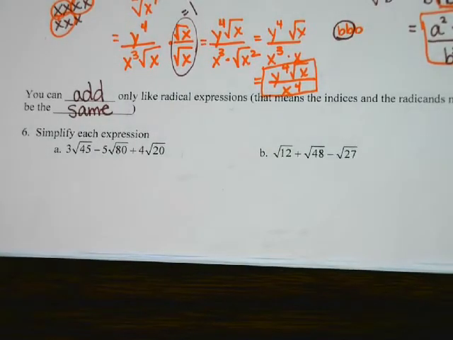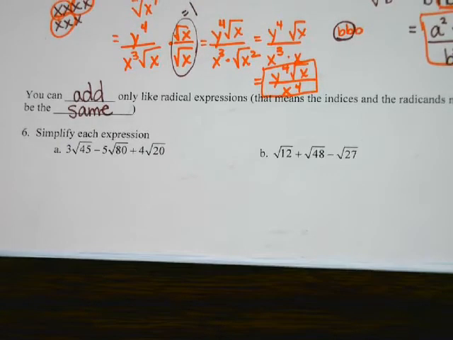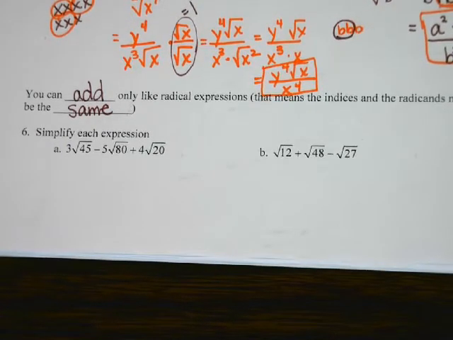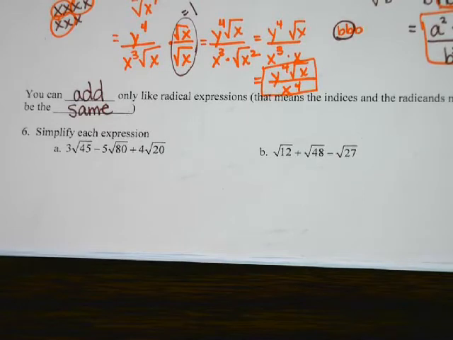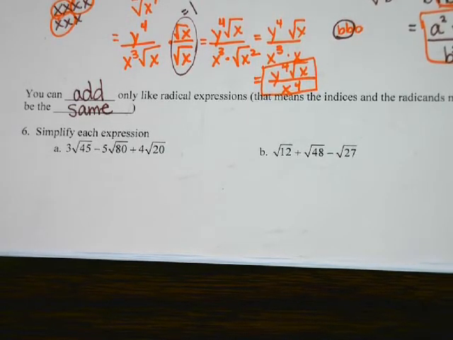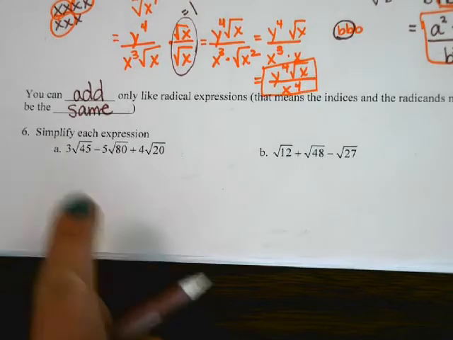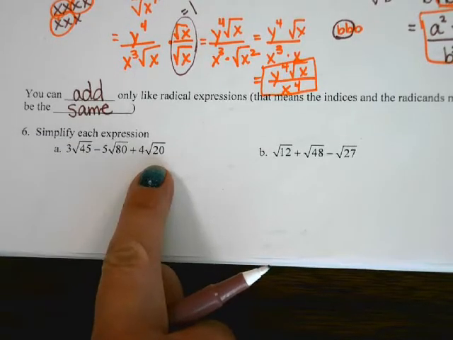Okay, so look at number 6. It says 3 root 45 minus 5 root 80 plus 4 root 20. All right, the index is 2 on all of those, so that's good. However, I have a 45, an 80, and a 20. I can't add those guys. So what I have to do is see if I can break them down, and maybe they become the same radicand. Okay, so I'm going to factor tree each one of these guys here.